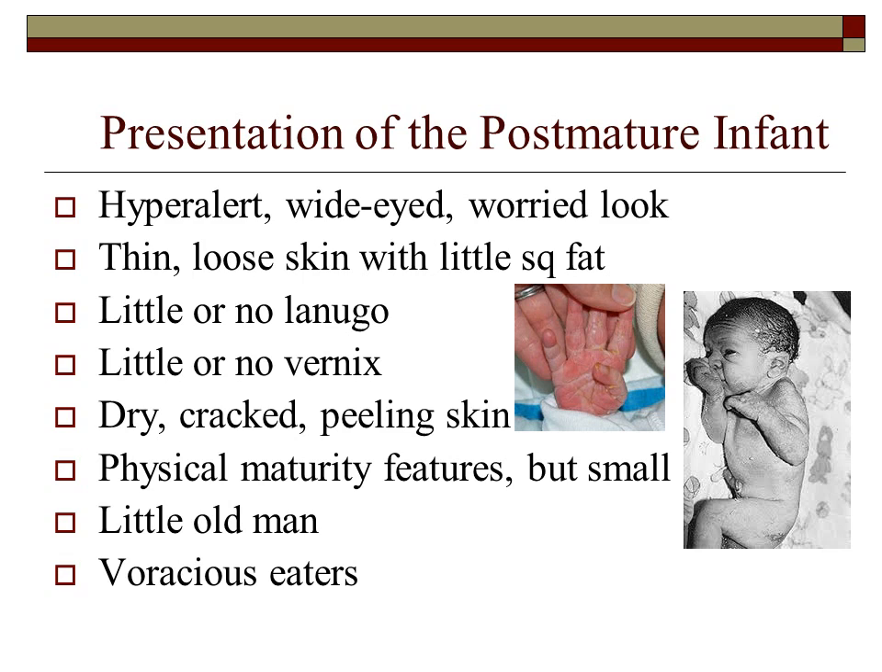Okay, so when you look at the post-mature infant, lots of people will refer to them as like a little old man. They're very hyper alert, hyper vigilant, wide-eyed, have a worried look on their face. Their skin is like hanging on their body because they've lost so much subcutaneous fat. The lanugo and vernix that goes away at the end of the pregnancy has all been absorbed and lost, and their skin has been exposed to the amniotic fluid, and so therefore the skin is dry and cracked and peeling.